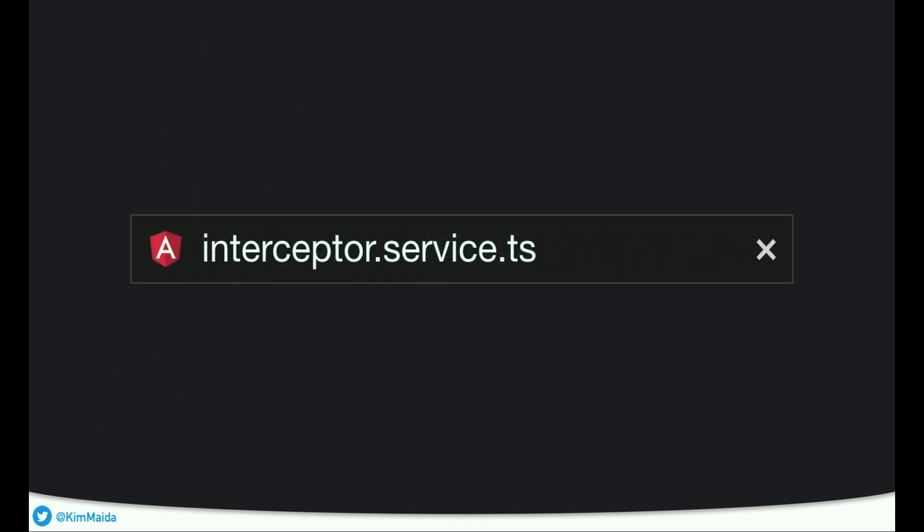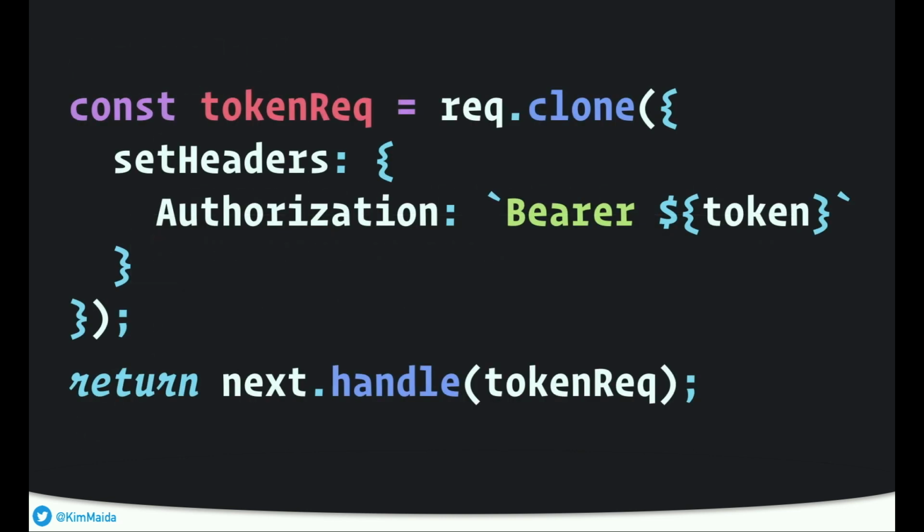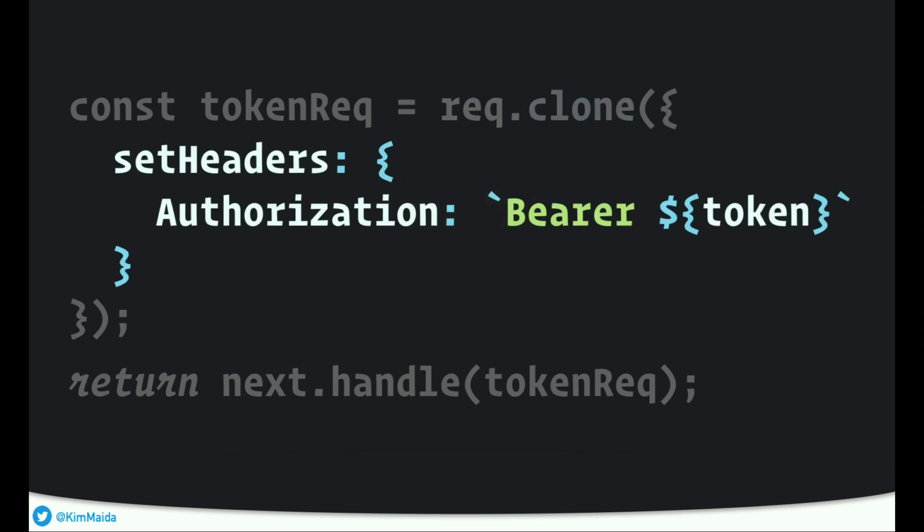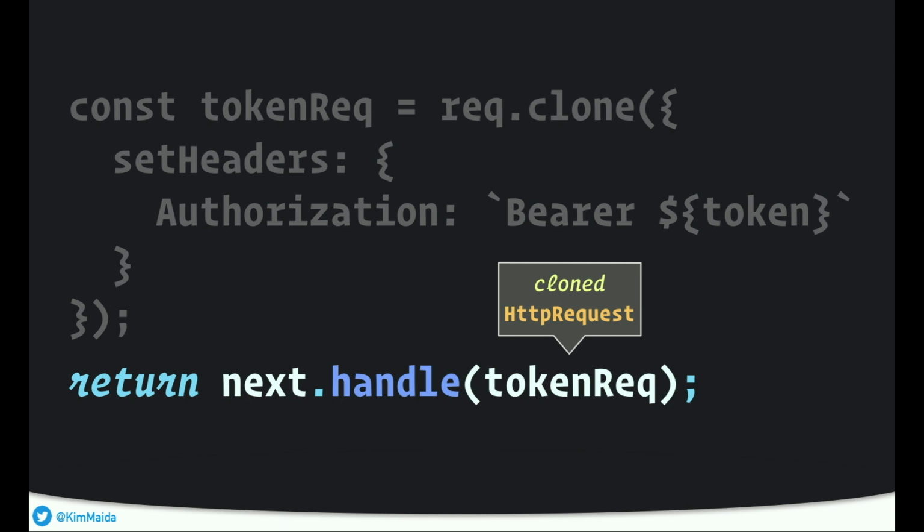Now our interceptor service file might have something that looks like this in it. After we do some necessary setup, we're going to have an intercept function. And in that function, we can do something like clone the HTTP request that's coming through. Then we can set the authorization header with the token on the cloned request, and then we can send that cloned request with the new header onto our API.